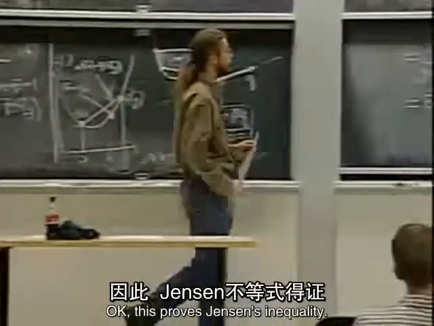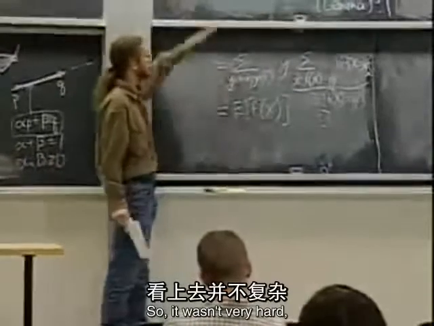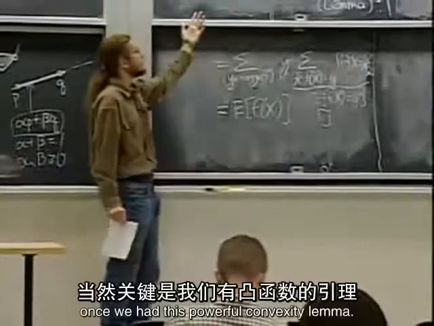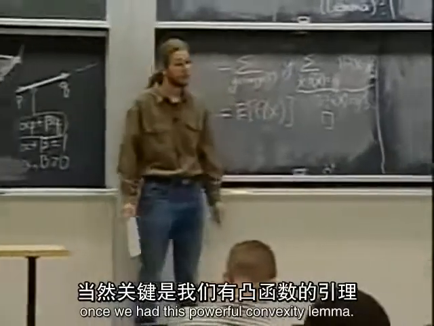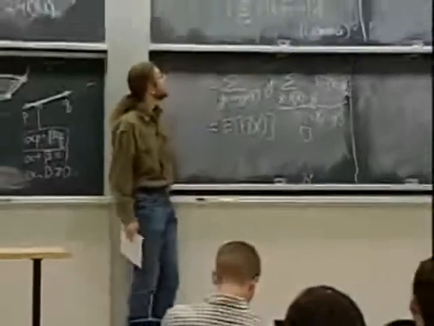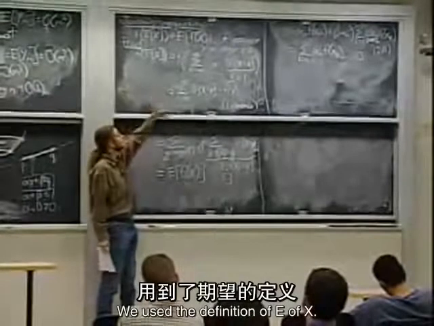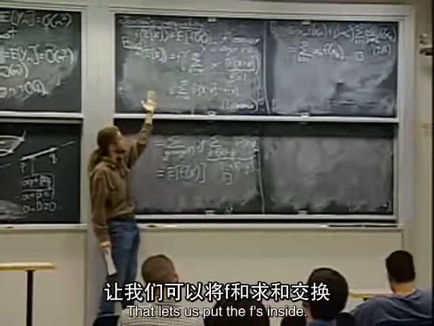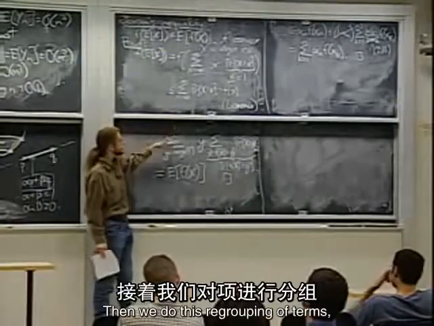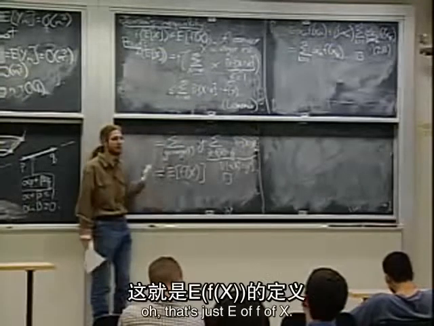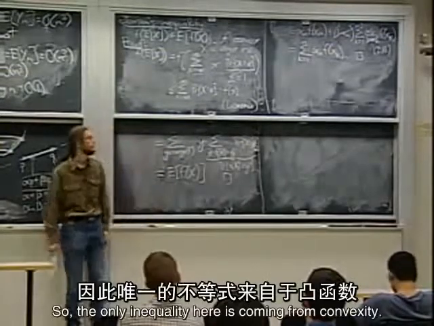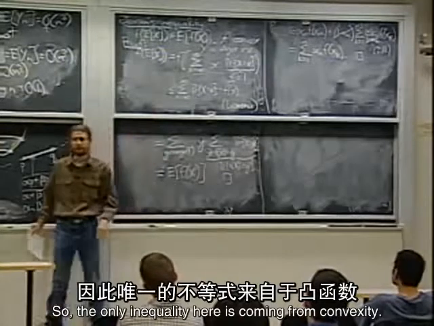Okay, this proves Jensen's inequality. It wasn't very hard, just a couple of boards, once we had this powerful convexity lemma. So we use the definition of E of X. We use convexity, which lets us put the f's inside. Then we do this regrouping of terms, and we figure out, oh, that's just E of f of X. So the only inequality here is coming from convexity.